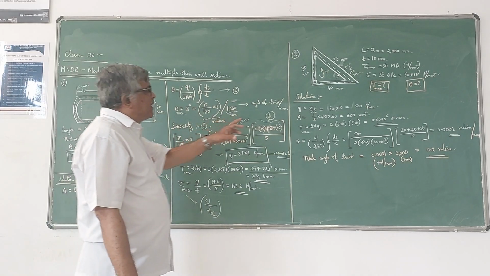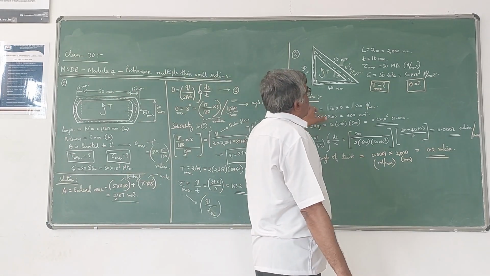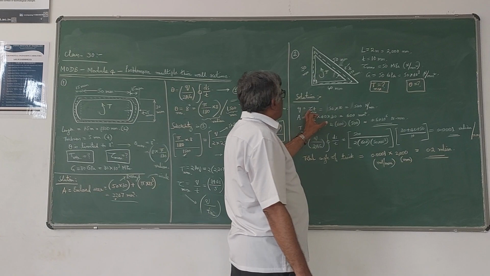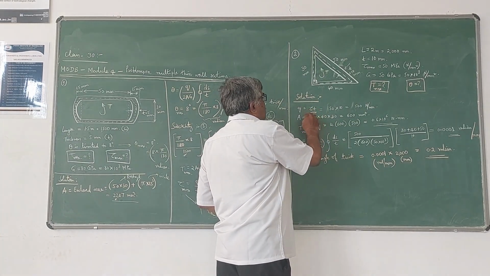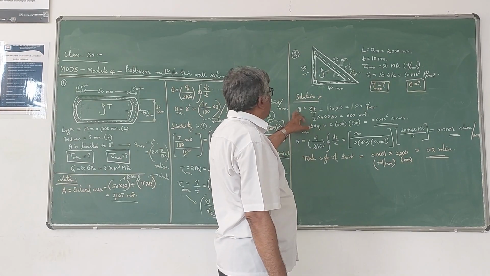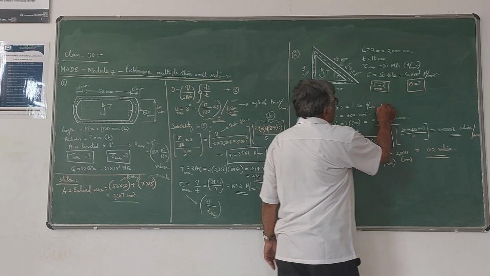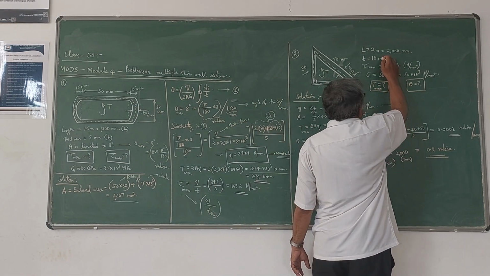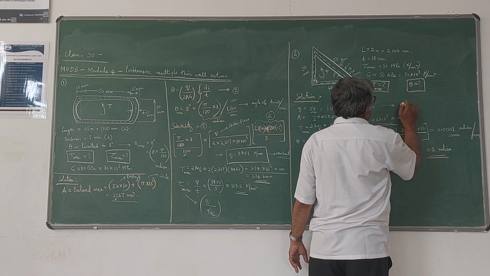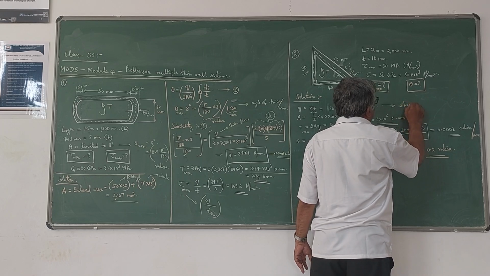Since he has given the tau value, the first step is to calculate tau into T, which gives the value of Q. So this is the shear flow. That is 50 into 10, so this value is 500. 500 is the shear flow.